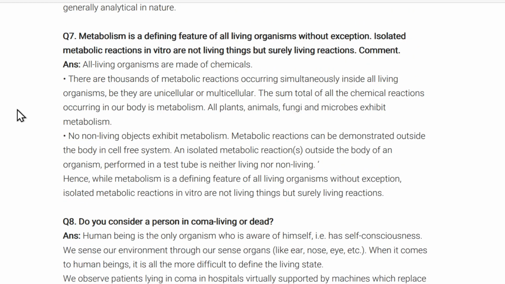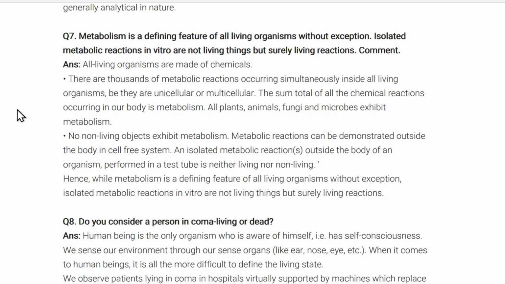Question number 7. Metabolism is a defining feature of all living organisms without exception. Isolated metabolic reactions in vitro are not living but surely living reactions. Comment. Answer. All living organisms are made up of chemicals. There are thousands of metabolic reactions occurring simultaneously inside all living organisms, be they unicellular or multicellular. The sum total of all chemical reactions occurring in our body is metabolism.